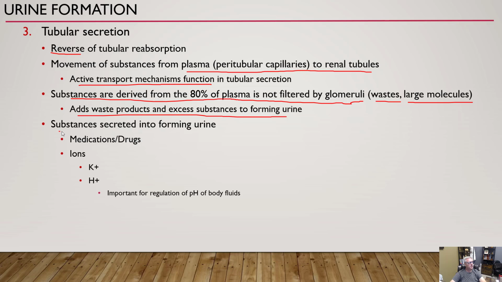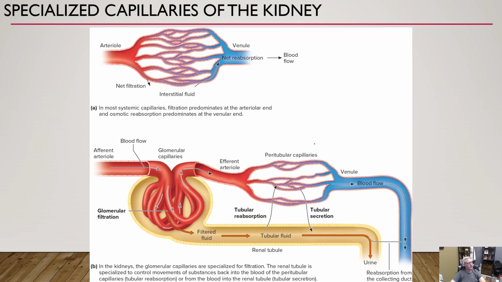So some of the substances that we'll see are going to be medications or drugs, some more ions, such as potassium and hydrogen. We already know that hydrogen is important for regulation of the pH of body fluids, and we'll talk about hydrogen ion later on.